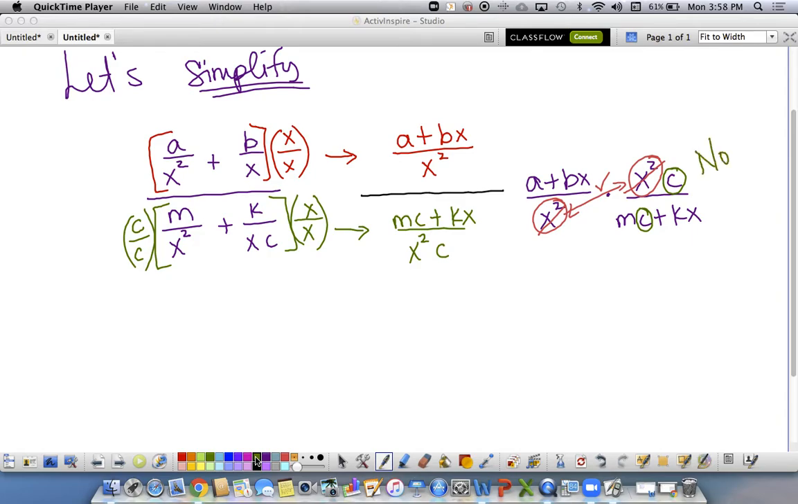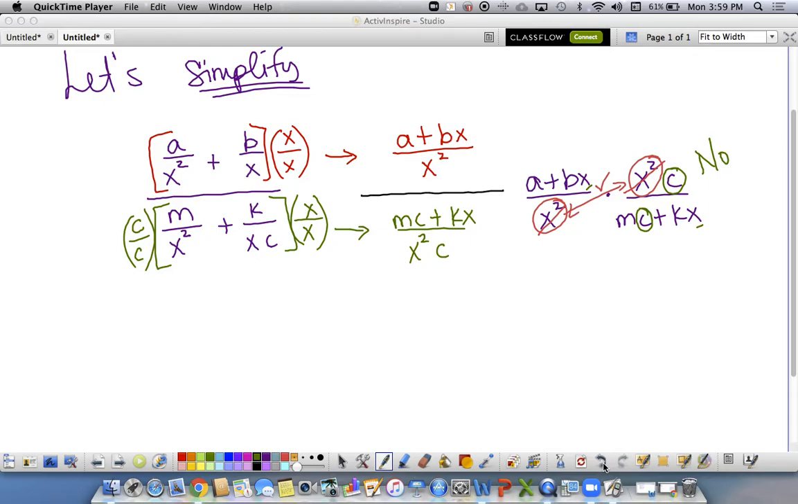No, you cannot. Why? Why not just mark those c's out? One's on the top and one's on the bottom. Because there's not a c in every piece of every term. Okay? If there had been a c right here with this term, then yes, you could have reduced. But since there is not, you cannot reduce them. Okay? Just like this x right here and this x right there. There's one on the top and one on the bottom. But unless x is part of every term, you cannot reduce it.